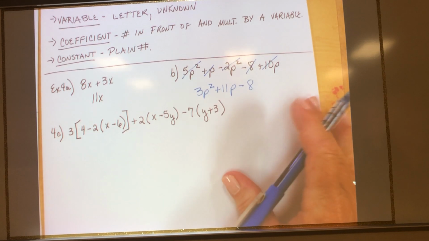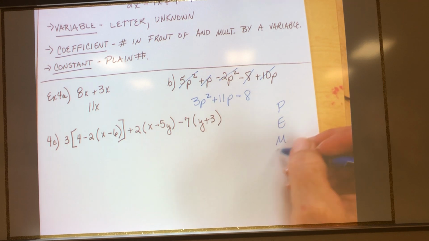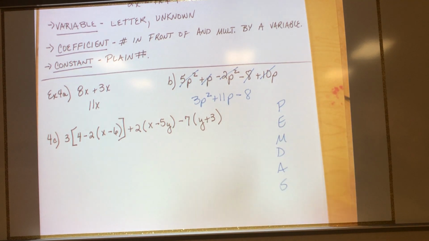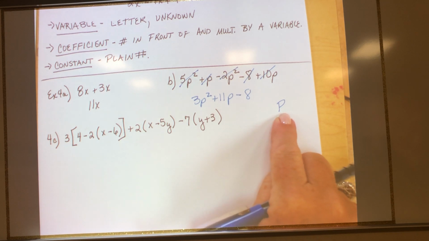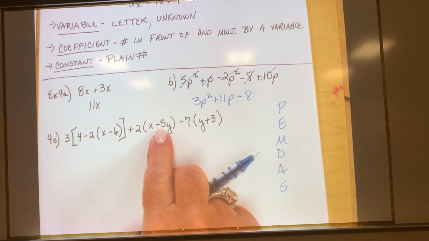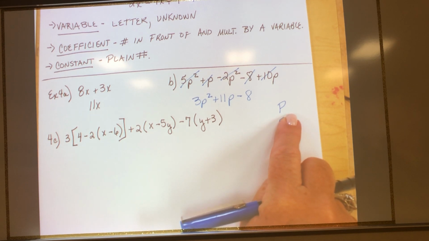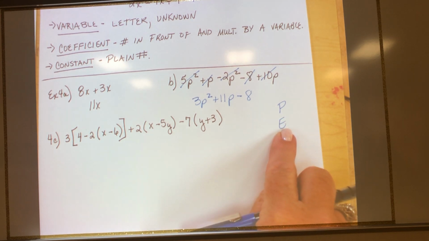What are we going to follow here? Very good. All right. So, this P stands for what? Parentheses. What that means is work inside the parentheses. Can you collect x and minus 6? No. What about x and negative 5y? No. What about y and 3? No. So really there are no parentheses that we can work inside. Now, exponents. Are there any exponents? No exponents.